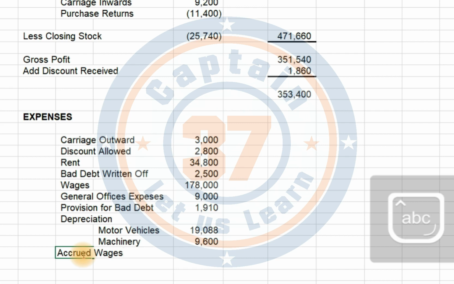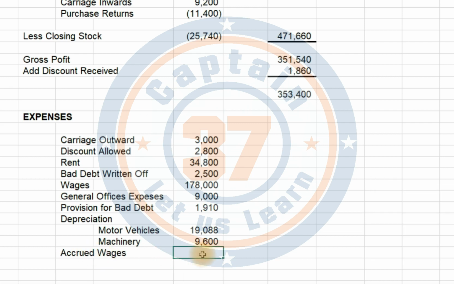What we can do at this particular point is indicate here that we have accrued wages. And these were 2,520. Just add it. If it is an accrual, simply add it. Every time it is an accrual, remember an accrual is an increment, therefore add it.